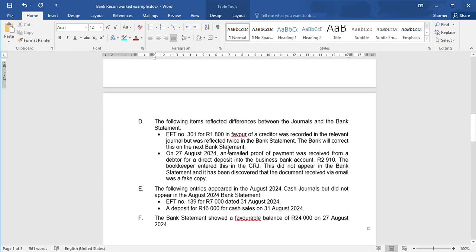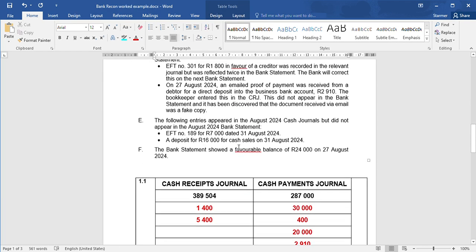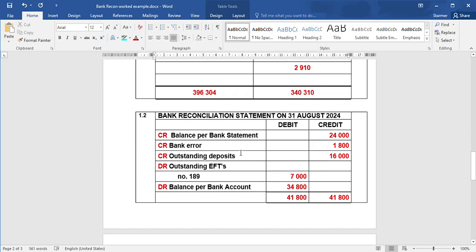Alright, moving on. The following items reflected differences between the journals and the bank statement. An EFT in favor of a creditor was recorded in the CPJ, but was reflected twice in the bank statement. If you look at that, it is the bank that is wrong here. So they have taken money out of our account twice and should have only taken it out once. So therefore they owe us that money again. So you're going to credit that bank error, showing that the bank owes that money to you.